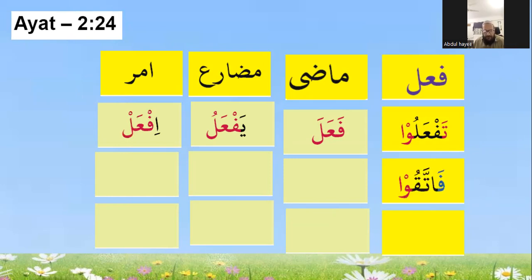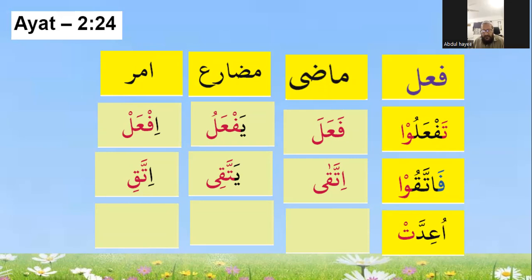Fattaku. Remove the fa. Remove waw alif. So what could be the possible madi? Ittaka. If it is madi, ittaka, what is the mudari? You have to add the alamat mudari. That is ya. Yattaki. When we add the mudari, the alif is removed. So it becomes yattaki. What will be amr? Ittaki.